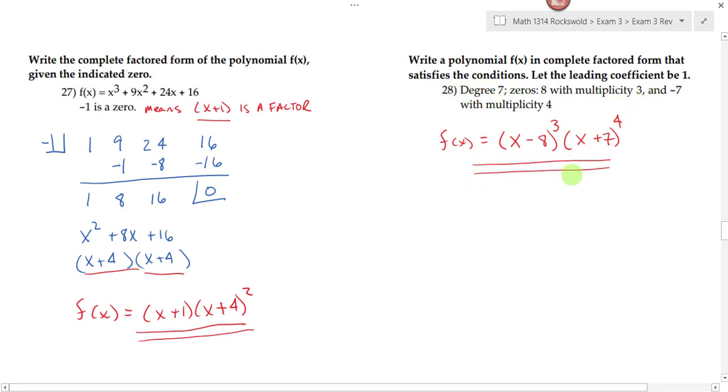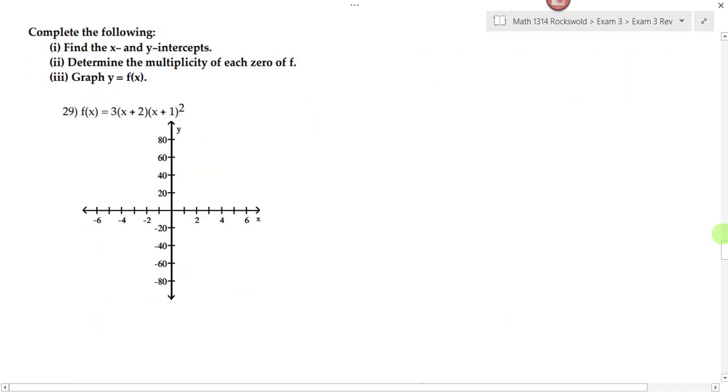This one was pretty easy. I think reading it and understanding what it was asking for was probably the most difficult part of this problem. But if you're given a 0, you change the sign to write it as a factor. The multiplicity is just the power on that factor. That's what multiplicity means.